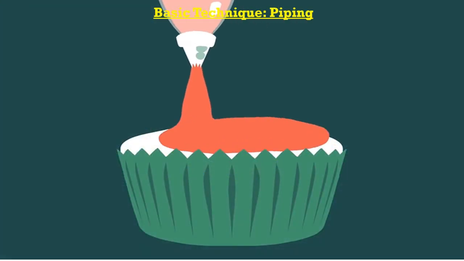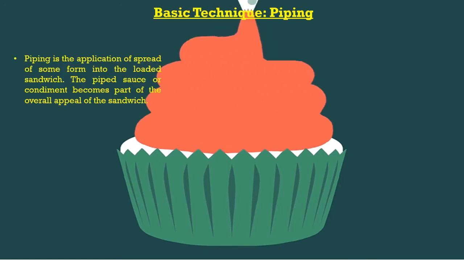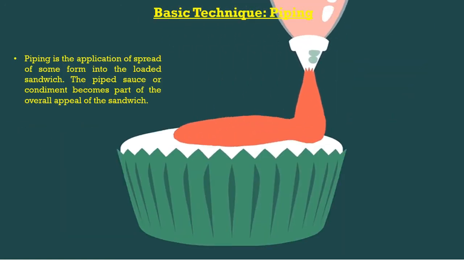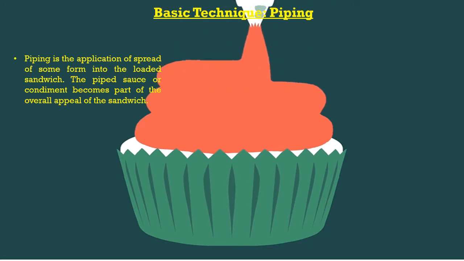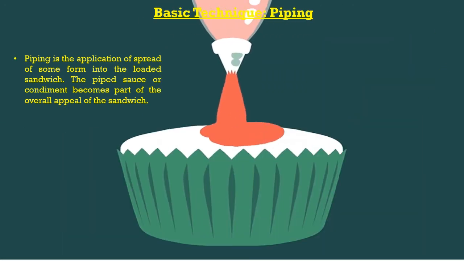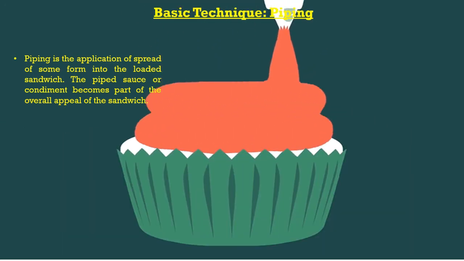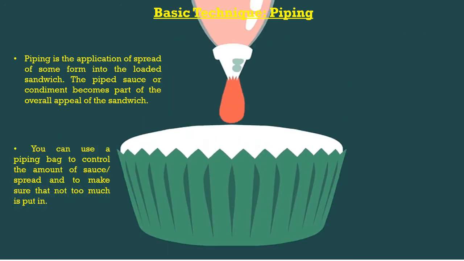The third basic technique is piping. Piping is the application of a spread of some form into the loaded sandwich. The piped sauce or condiment becomes part of the overall appeal of the sandwich.